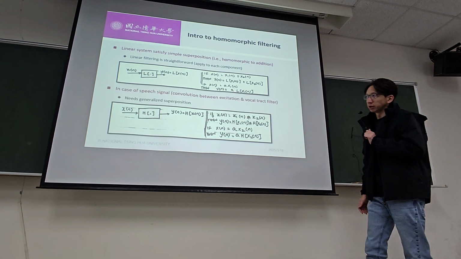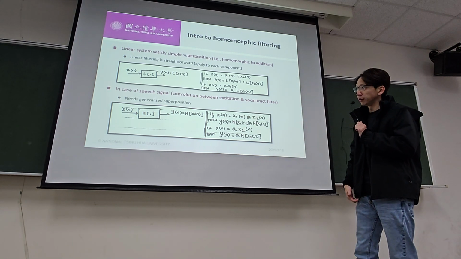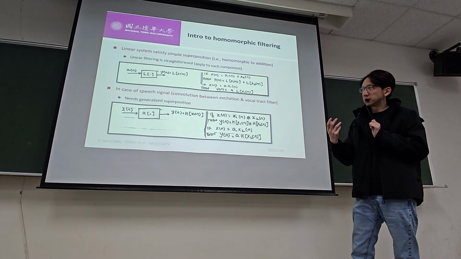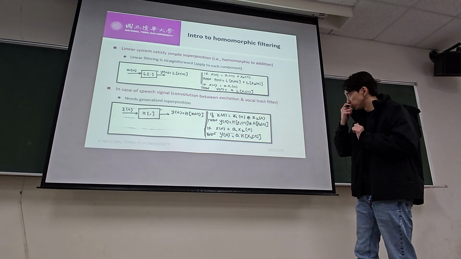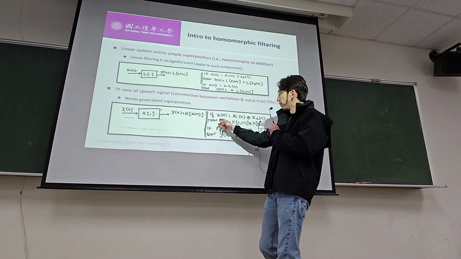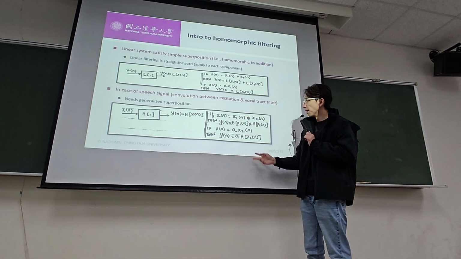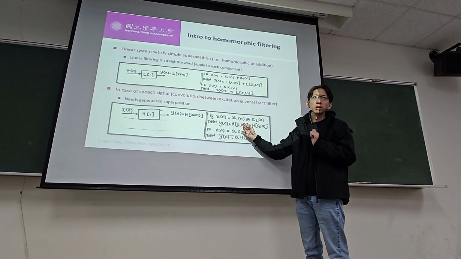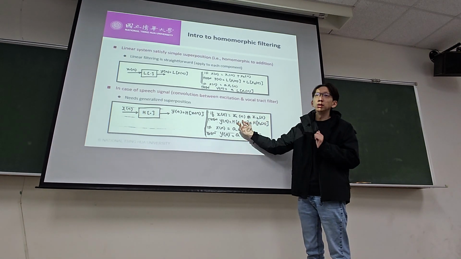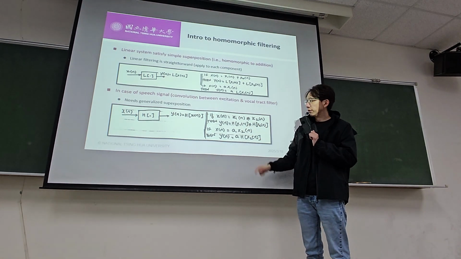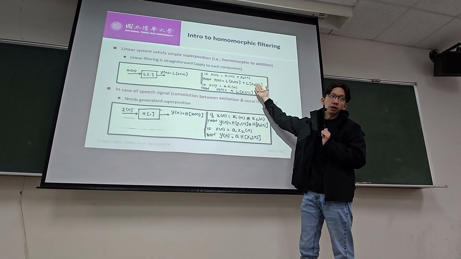In the case of a speech signal, or other signals where you have a convolution between excitation and vocal tract filter, you want a system design that has this superposition effect, but in a more generalized version. For example, if your signal is two signals convolved with each other, applying a system onto it should be as though you're applying it onto the individual components and then convolving them with each other. Again, this is a generalized superposition.